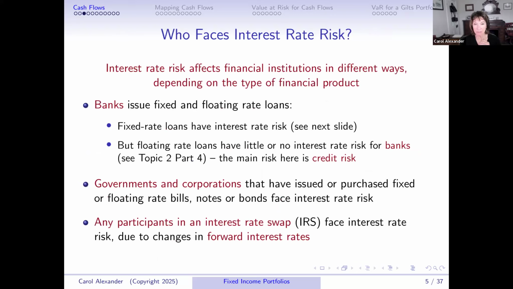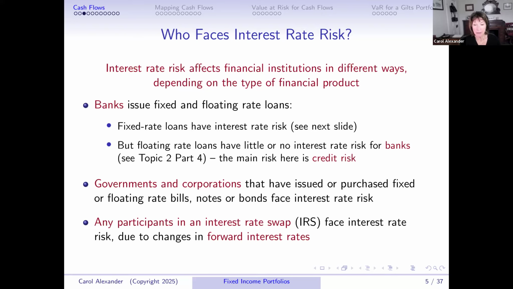So which type of institution faces interest rate risk? Well, it affects most financial institutions, but in different ways depending on the type of products that they have on their books. Banks issue fixed and floating rate loans. And if you remember from topic 2, part 4, they prefer to issue floating rate loans because they use mark-to-market accounting. And so when they discount their future assets and liabilities to today, they are going to be using floating discount rates, often the same as, or there's just a constant credit spread between the discount rate and the payments or income that they get in the future if it's floating and linked to something like SONIA. I'll talk about that in a later video.